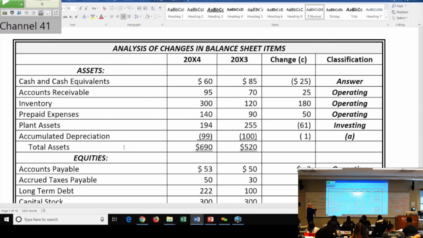All right, receivables. Receivables go from 70 to 95, up by 25. And that's an operating activity. Inventory goes up from 120 to 300, up by 180. That's an operating activity. Prepaid expenses go from 90 to 140, up by 50. That is an operating cash flow. Plan assets. Now here's the problem.